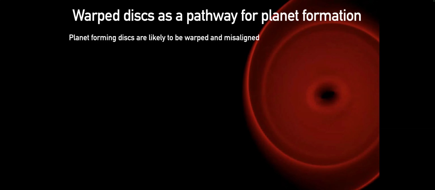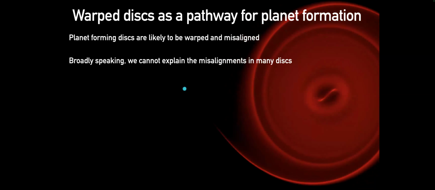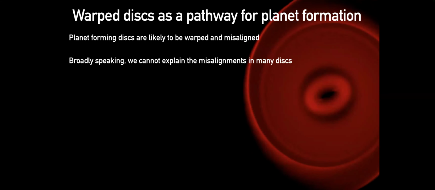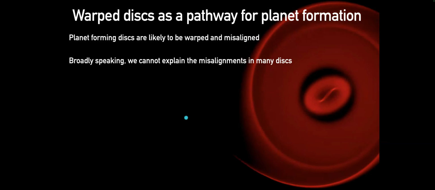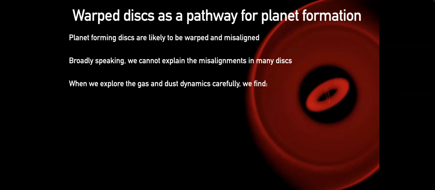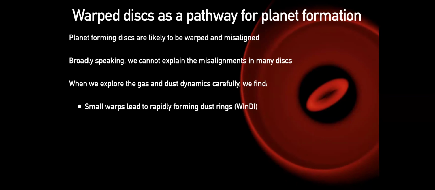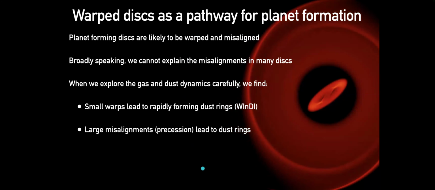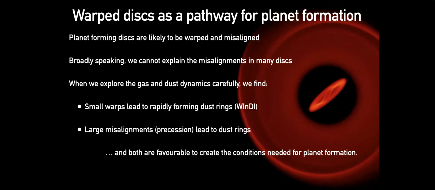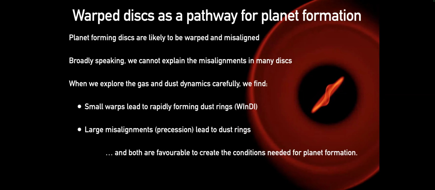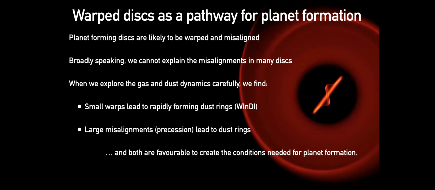So to summarize, thank you very much for your attention. There's a few things to take away from today. Firstly, planet-forming disks are likely to be warped or misaligned, at least a third, if not more, have some evidence of a warp. Broadly speaking, we can't explain the misalignments in these disks, but when we do this numerical modeling, what we find is that small warps form dust rings, large warps form dust rings, and both of these are favorable to planet formation. We need to motivate the initiation, the start of planet formation.